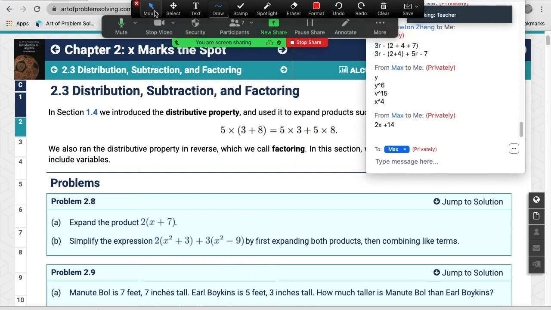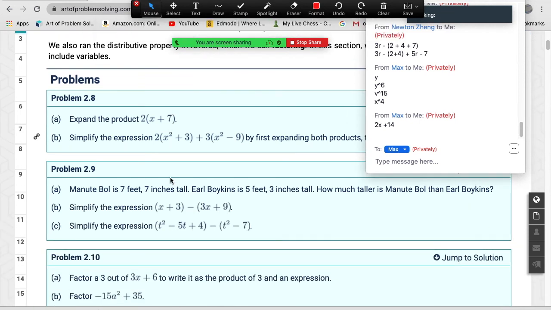Now let's go to 2.9. See, this problem says Manute Bol is 7 feet 7 inches tall. Arron Baynes is 5 feet 3 inches tall. How much taller is Manute Bol than Arron Baynes? Okay, so everybody do it.